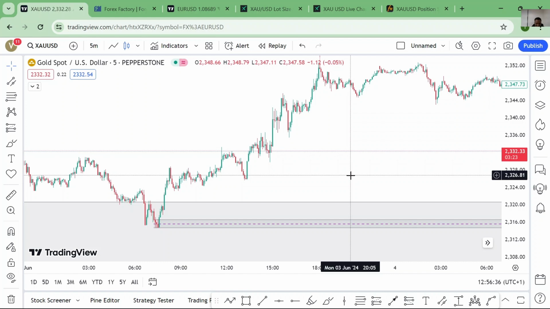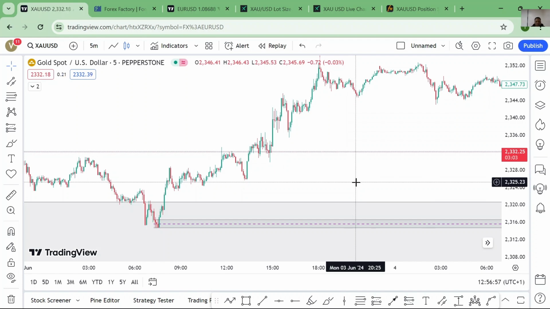And most especially in this lesson, we're going to be looking at how to use the proper lot size on all your gold setups, so that in the event that the trade goes against you, you're not going to lose more than the stipulated percentage of your account that you're willing to lose for that very setup. So guys, let's get to it.